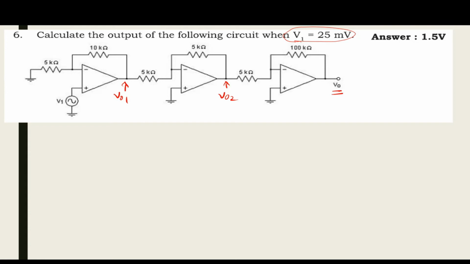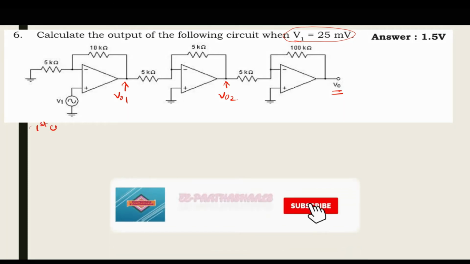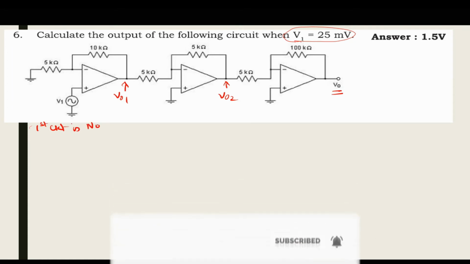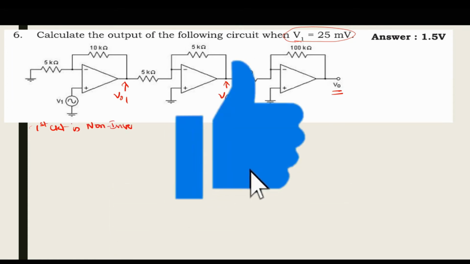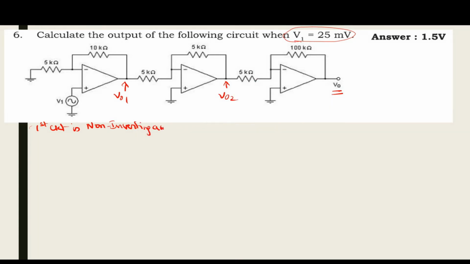Pause the video and write down the circuit so that you can solve the problem along with me. So now the first circuit. What is the first circuit? Non-inverting amplifier. So what is the formula for a non-inverting amplifier? VO1 is equal to 1 plus RF by R1 into V1. This is always RF, this is always R1. So substitute and find the value.